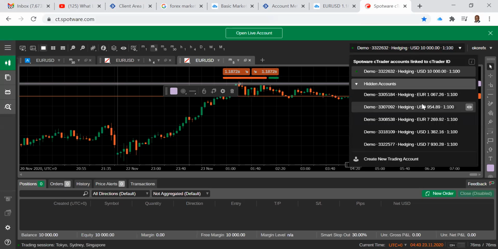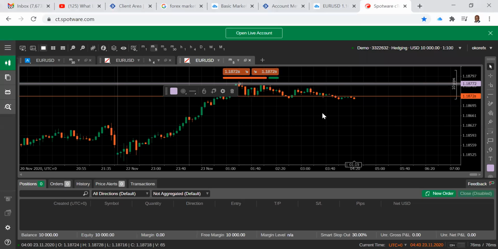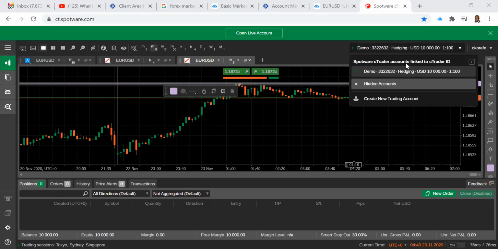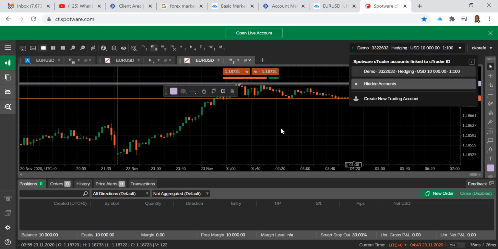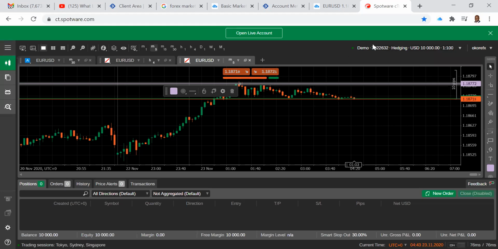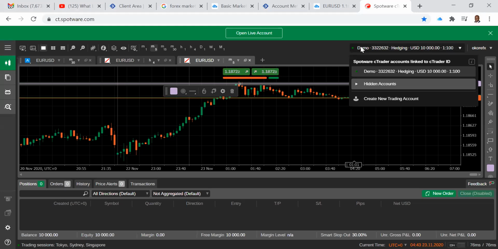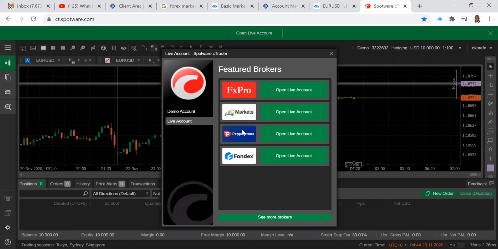I'm actually going to change an account here. I'm going to switch. By the way, somebody had asked about accounts. You can create as many demo accounts as you want. So how do you do that? I know you didn't ask this, but I might as well do it here. You come to the right-hand side where it's written demo, and you see create new trading account. So you click on that. When you click on that, it brings you into something like that.